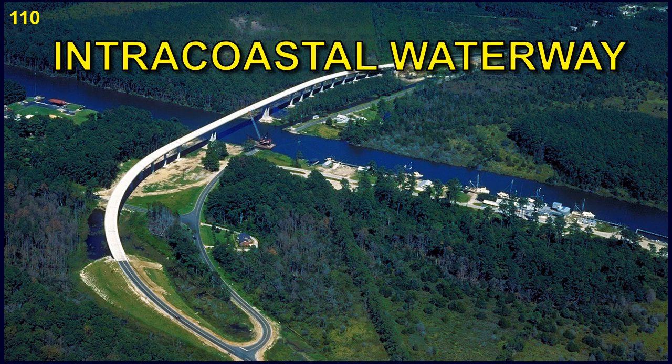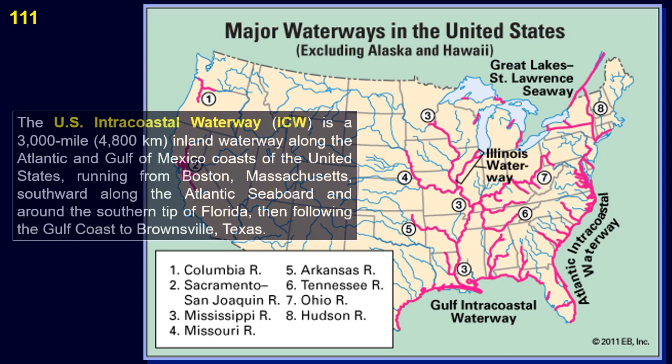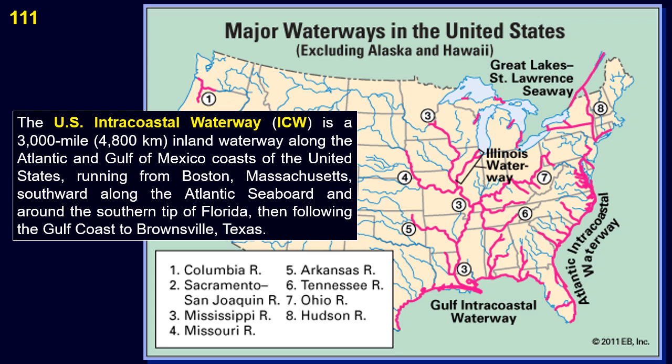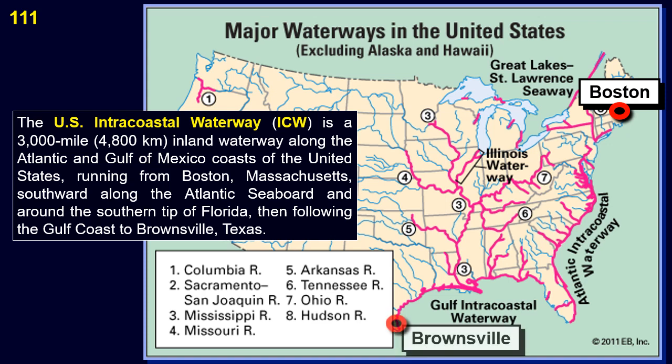The U.S. Intracoastal Waterway, ICW, is a 3,000-mile inland waterway along the Atlantic and Gulf of Mexico coasts of the United States running from Boston, Massachusetts, southward along the Atlantic seaboard and around the southern tip of Florida, then following the Gulf Coast to Brownsville, Texas.